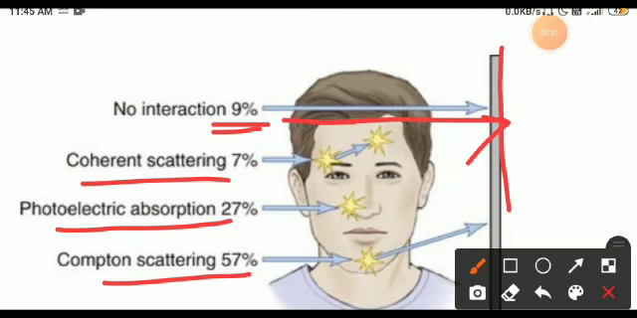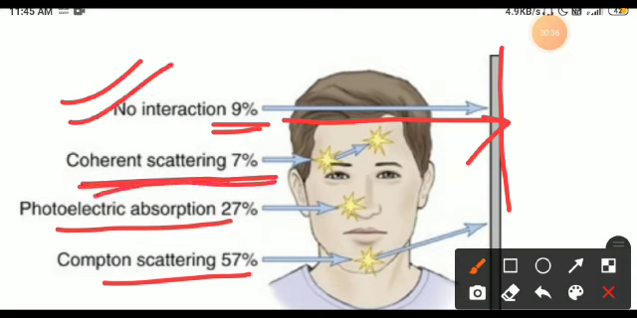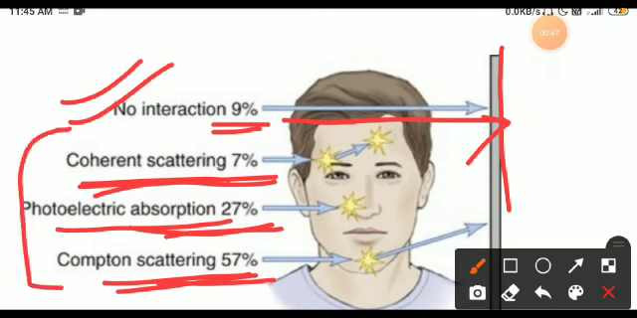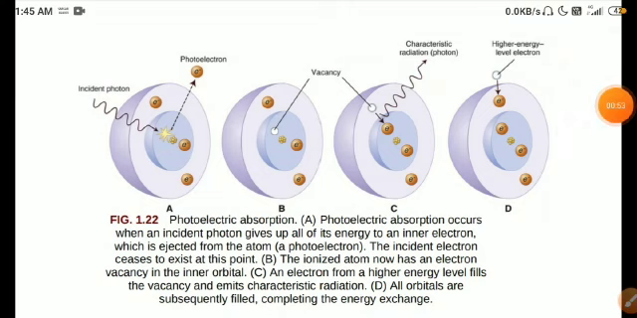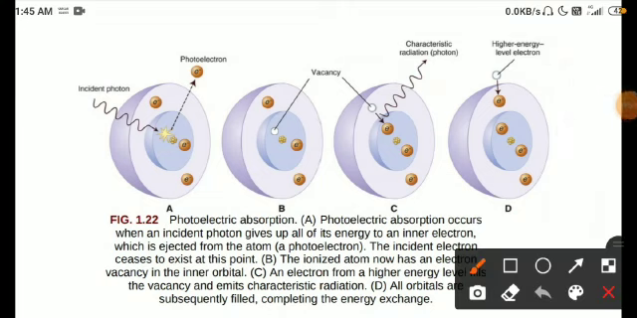Let's study about it. You have to remember that only 9% passes without any interaction. Coherent scattering shows 7% interaction with the tissues. Photoelectric absorption is 27% and Compton scattering is 57%. What are these three? Let's study about it. First, we will study photoelectric absorption, how it interacts with the tissue and how it works.